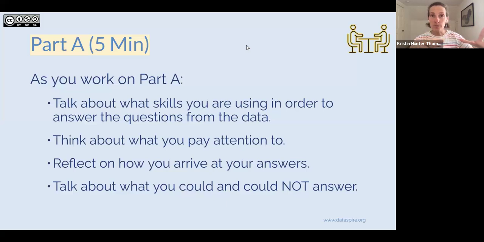So they will be talking amongst themselves. You are just going to be the royal we, talking amongst yourself, looking at your handout and thinking about what skills you're using in order to answer the questions on the handout, what you're paying attention to, and reflecting on how you're arriving at your answers. You can talk amongst yourselves inside your head, but our pre-service teachers would talk in their group about what they could or could not answer of the questions on the page. You're going to look through the questions and think not only about how to answer them, but how you are going about answering them.